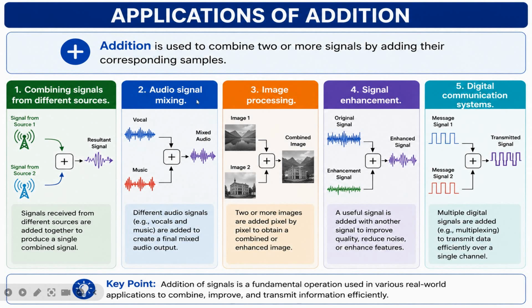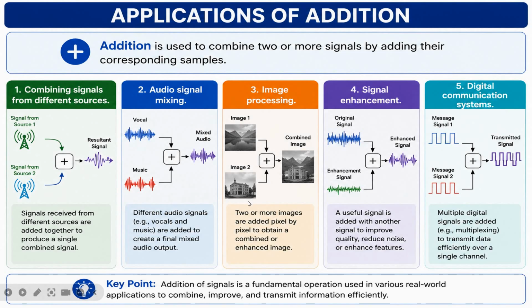Next, it can be used for audio signal mixing, that is, you can take a vocal, then you can take music, and you can add these two to get the mixed audio, that is, different audio signals. One is vocal, one is music. These two can be added in order to create a final mixed audio output.